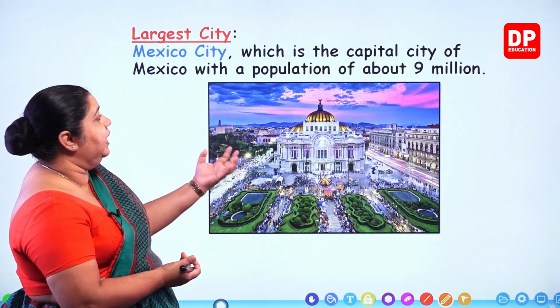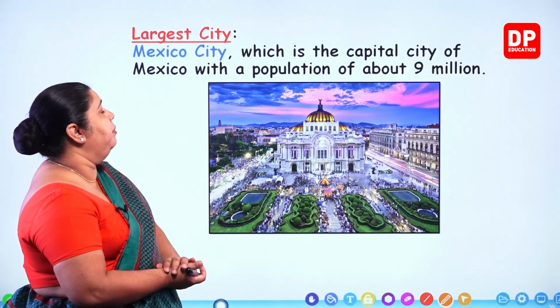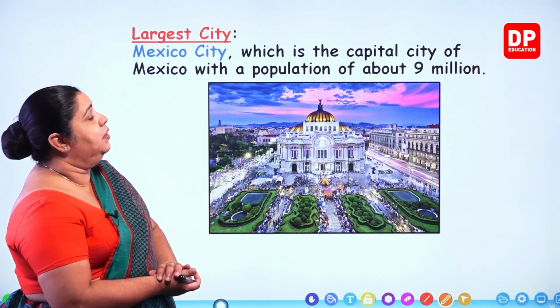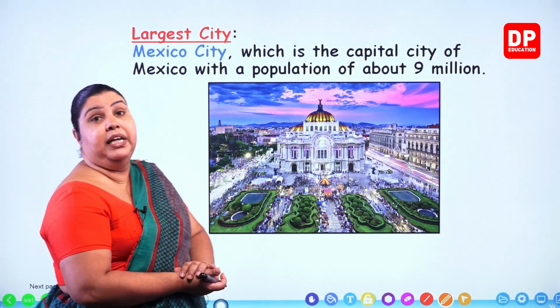The Mexico City, which is the capital city of Mexico with a population of about 9 million.